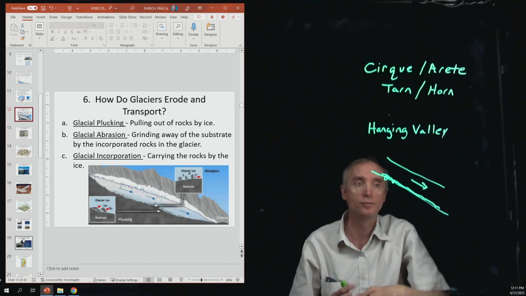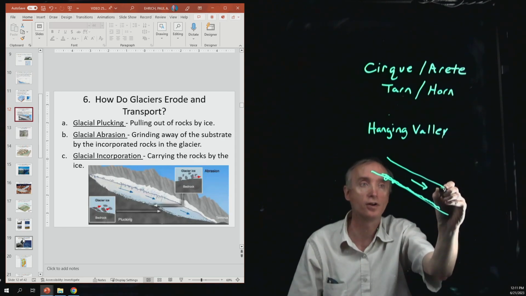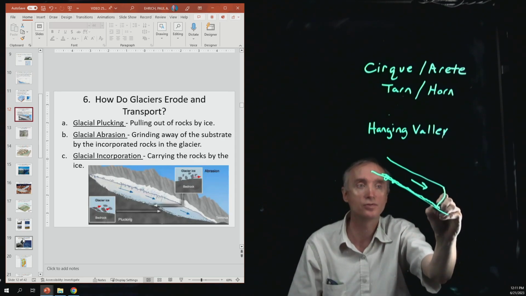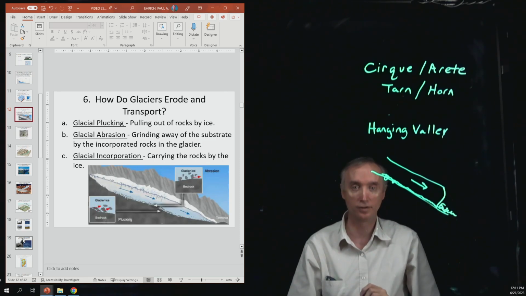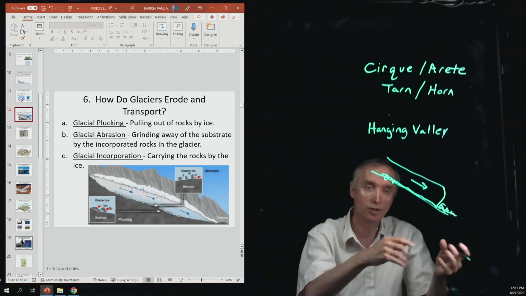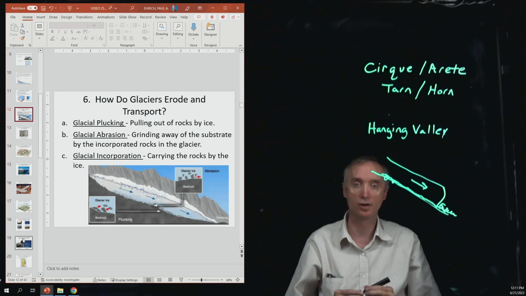You can also have material that is in front of the glacier. So here's the front of the glacier, and it's going to be acting like a bulldozer, pushing material in front of it. And so again, that's going to be transporting material downslope.